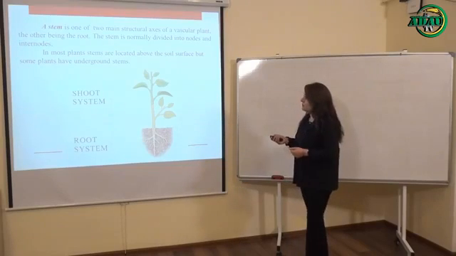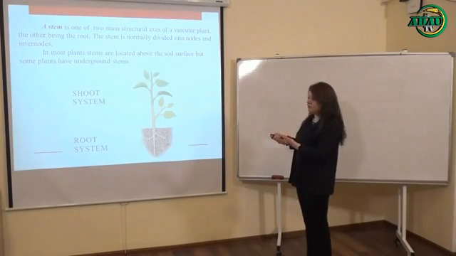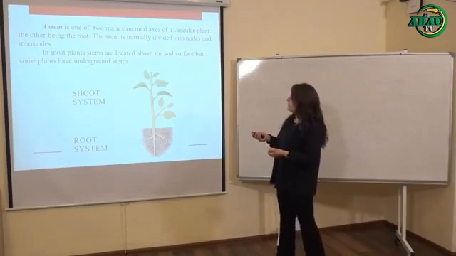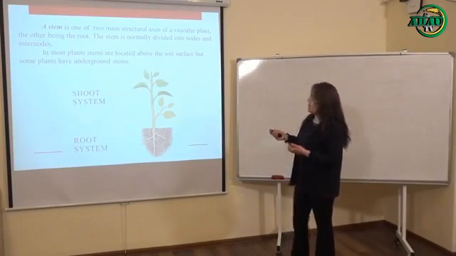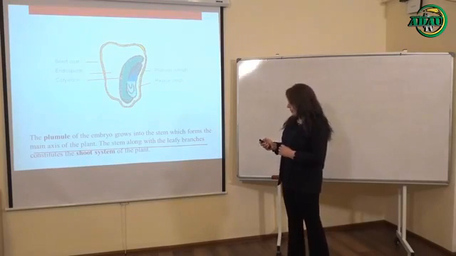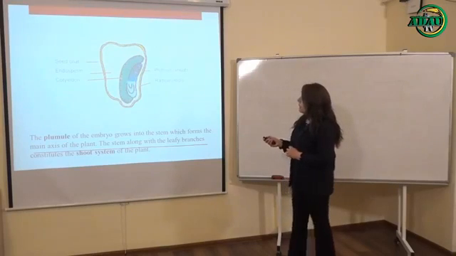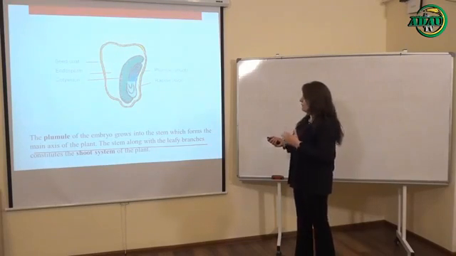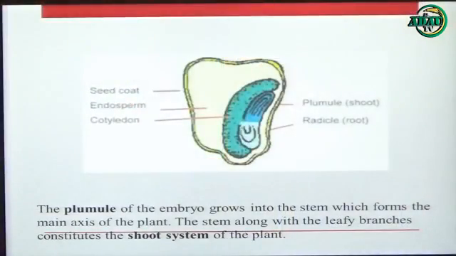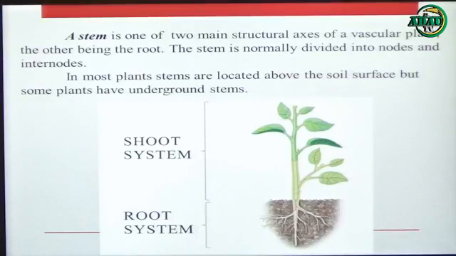The shoot system consists of stem, leaves and lateral branches. The main axis of the plant consists of two parts, nodes and internodes. In most plants, stems are located above the soil, but some plants have underground stems. The plumule of the embryo grows into the stem, which forms the main axis of the plant, and the stem along with its leafy branches together forms a shoot system.